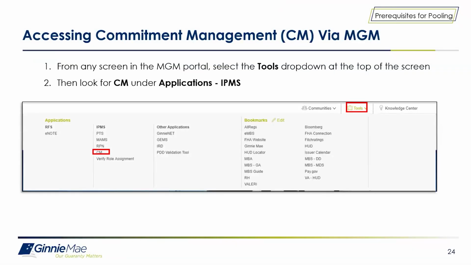Okay. Now this is just showing you how to access commitment management via MGM. It's basically the same way. You log into the main screen, then you go to the section of tools. Then on the tools, you're going to choose CM. On the IPMS, you're going to choose CM. And then it takes you to another screen. Next slide.